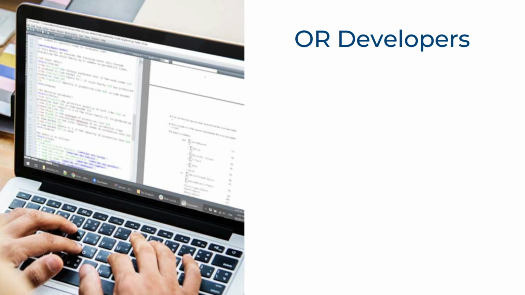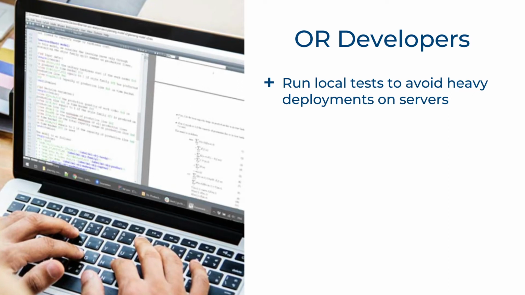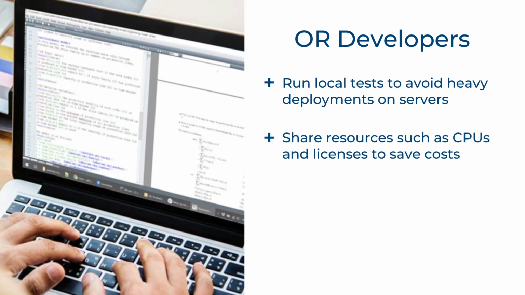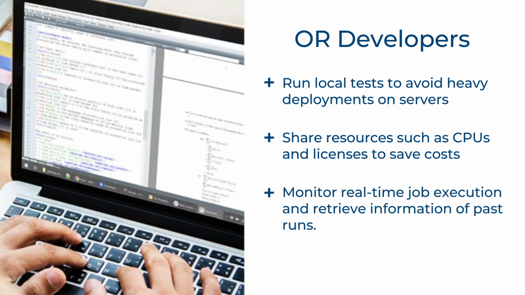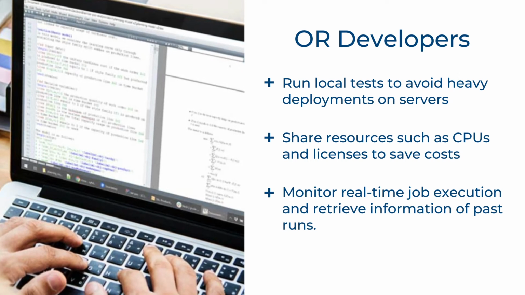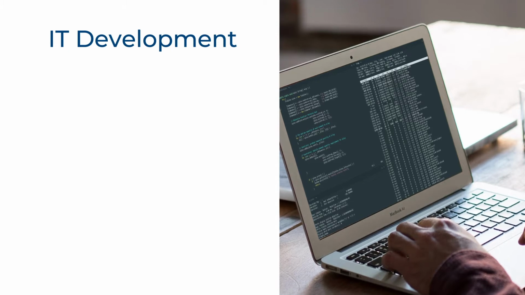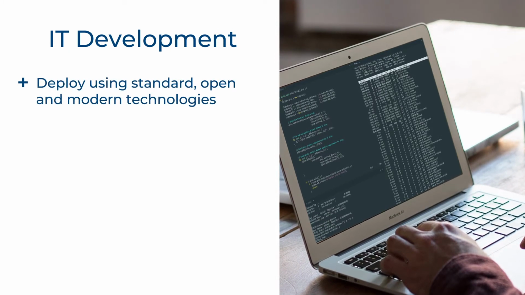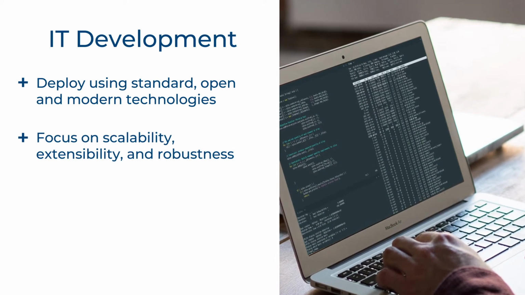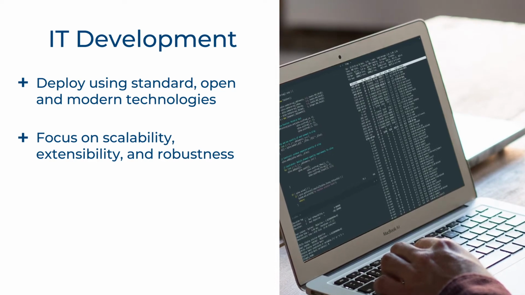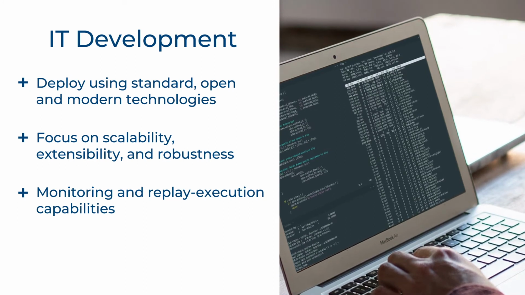OR developers need to frequently test their algorithms, preferring to run local tests to avoid heavy deployments on servers. Expensive resources such as CPU and licenses have to be shared to save costs. Additionally, they need the ability to monitor real-time job execution and retrieve information of past runs. On the other hand, the IT development and deployment teams need to deploy using standard, open, and modern technologies with a focus on scalability, extensibility, and robustness. Similarly to the OR teams, development teams will need monitoring and replay execution capabilities.